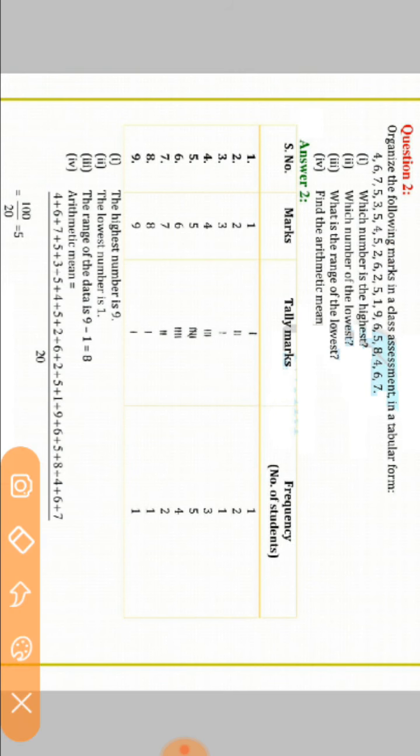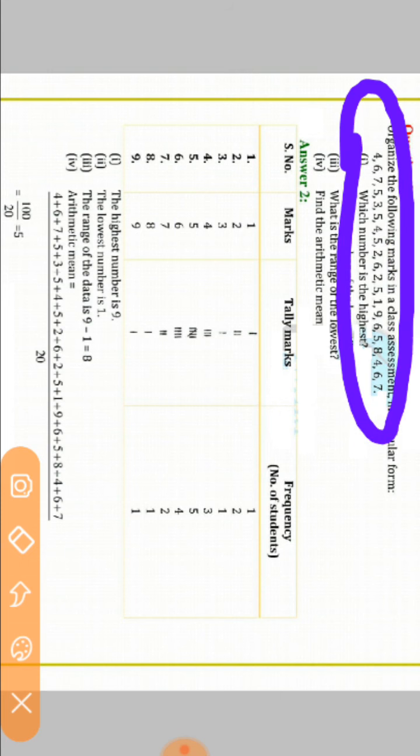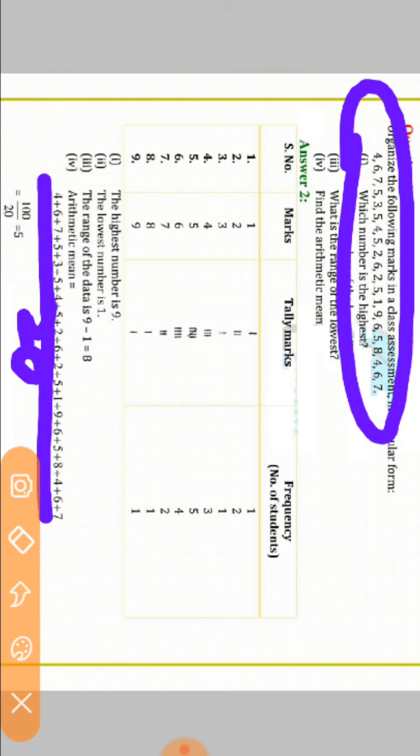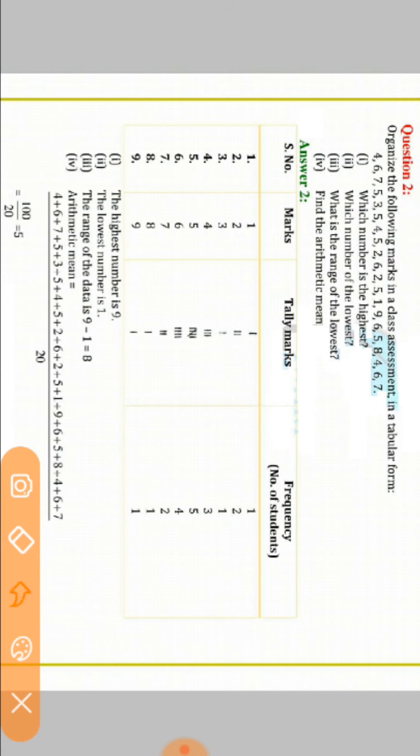See, all 1, 2, 3, 4 are there, but directly you can take these numbers to add. So how many students are there? 20. So adding all the marks, divided by 20. If you add all the marks, you will get 100, divided by 20 is 5. So this is nothing but the mean. The sum of all the data divided by the number of data is nothing but the arithmetic mean.